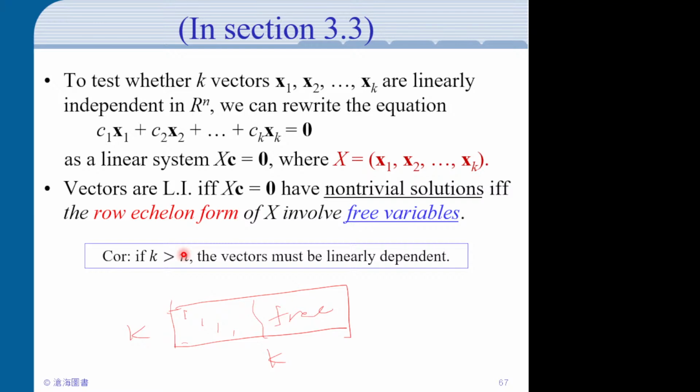Sorry, I read this wrong. Vectors are not linearly independent. So I should say linearly dependent maybe.